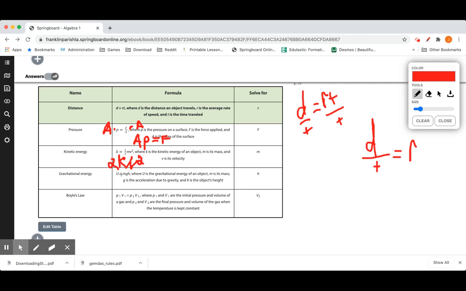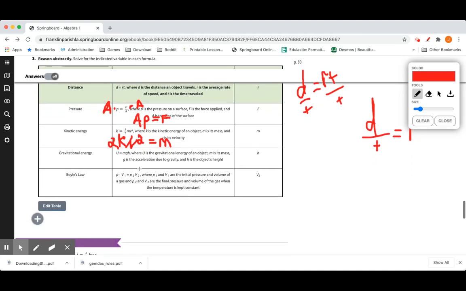Two k divided by v squared will equal the mass. Gravitational energy, which is U, equals the mass times the acceleration due to gravity, 9.8 meters per second squared, if you ever need to remember that one in the future, at least on Earth, and times the height.